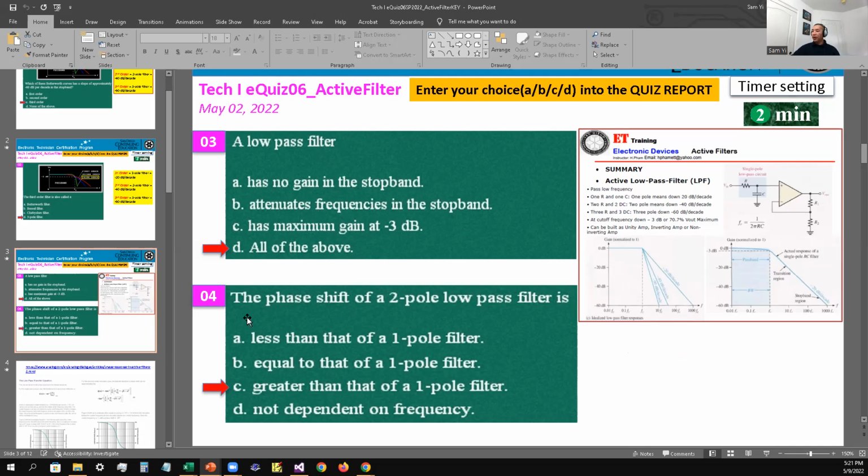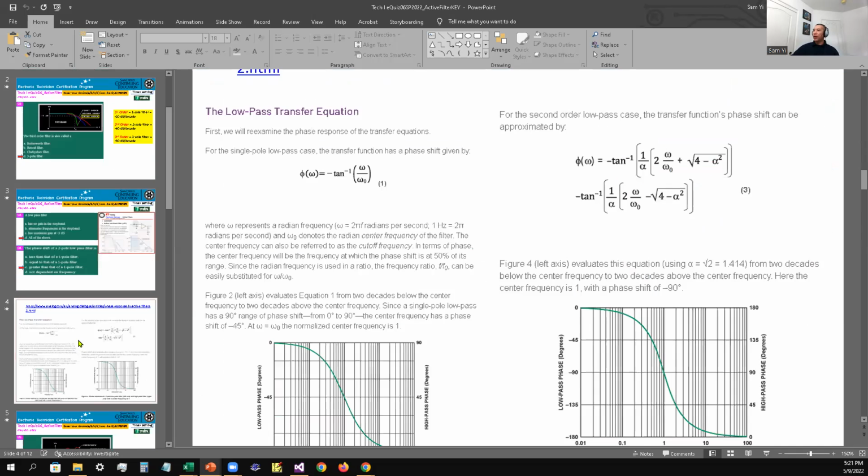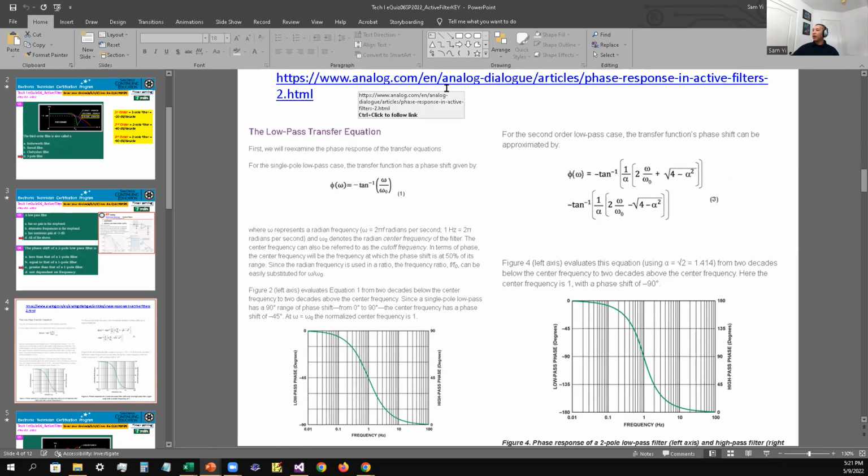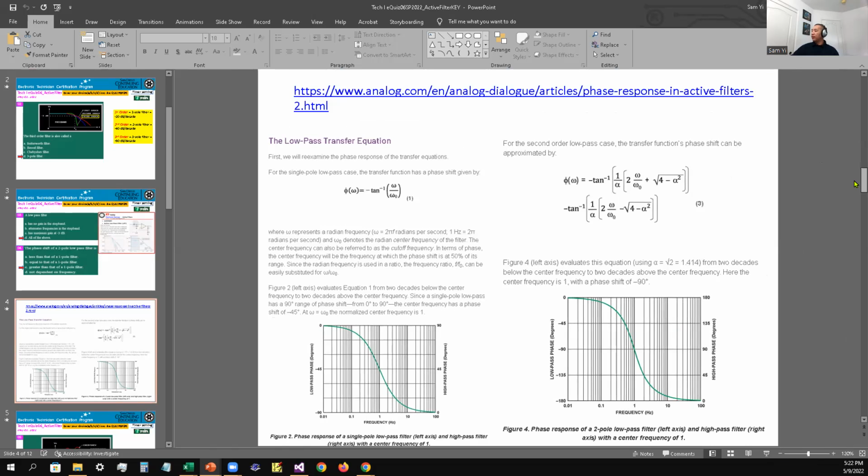Number 4, the phase shift of a two-pole low-pass filter is... the answer is C as in cat, greater than that of a 1-pole filter. Like I said, most of the time you'll find the information on Google. This is the website I did research on, and if you want to read more, you can go to this website.